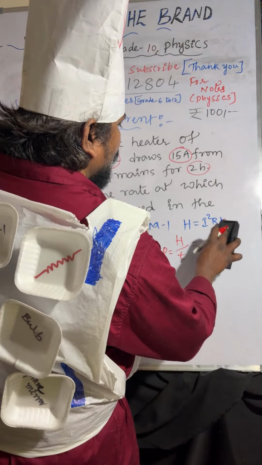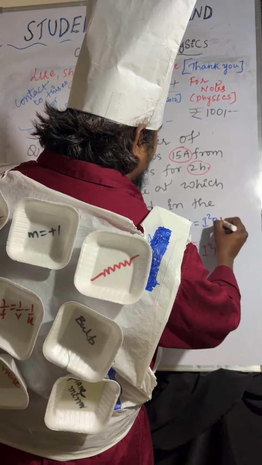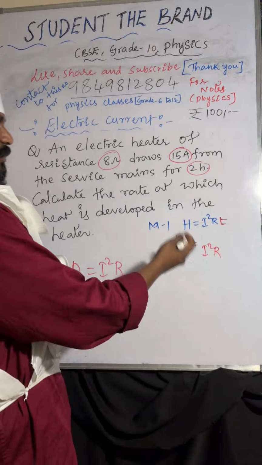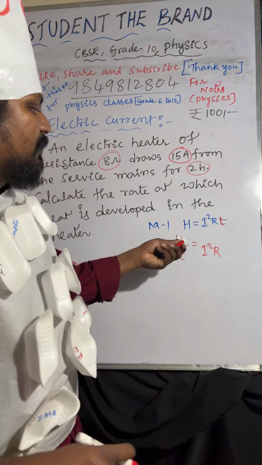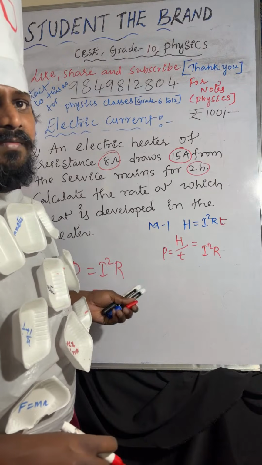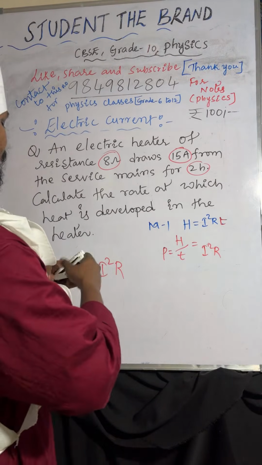So find out H, the heat produced. If you are not getting the answer, first find out H, then the rate at which heat is produced, which means H by T. Then you can solve it. Otherwise, directly you can do it like this. Then you will get the same answer.